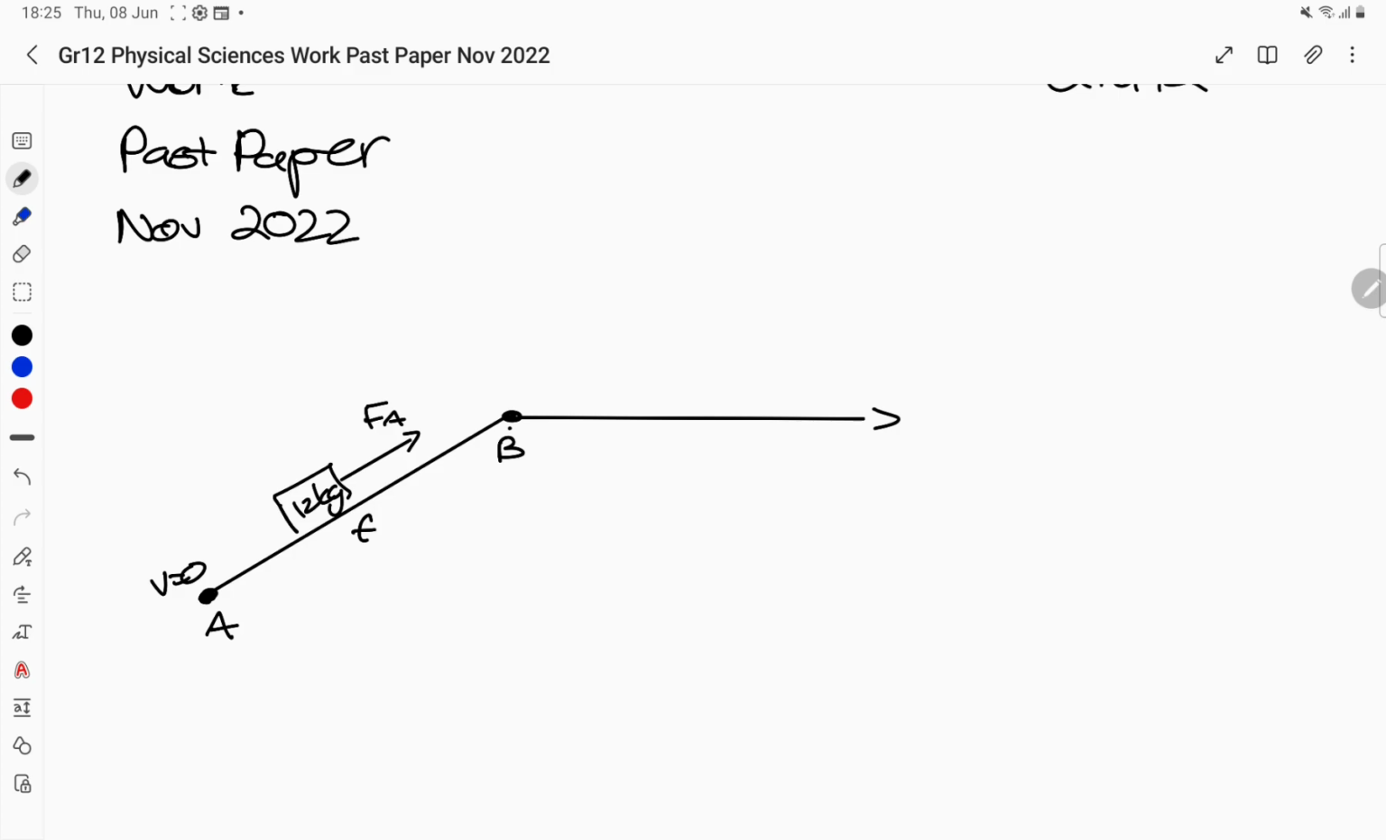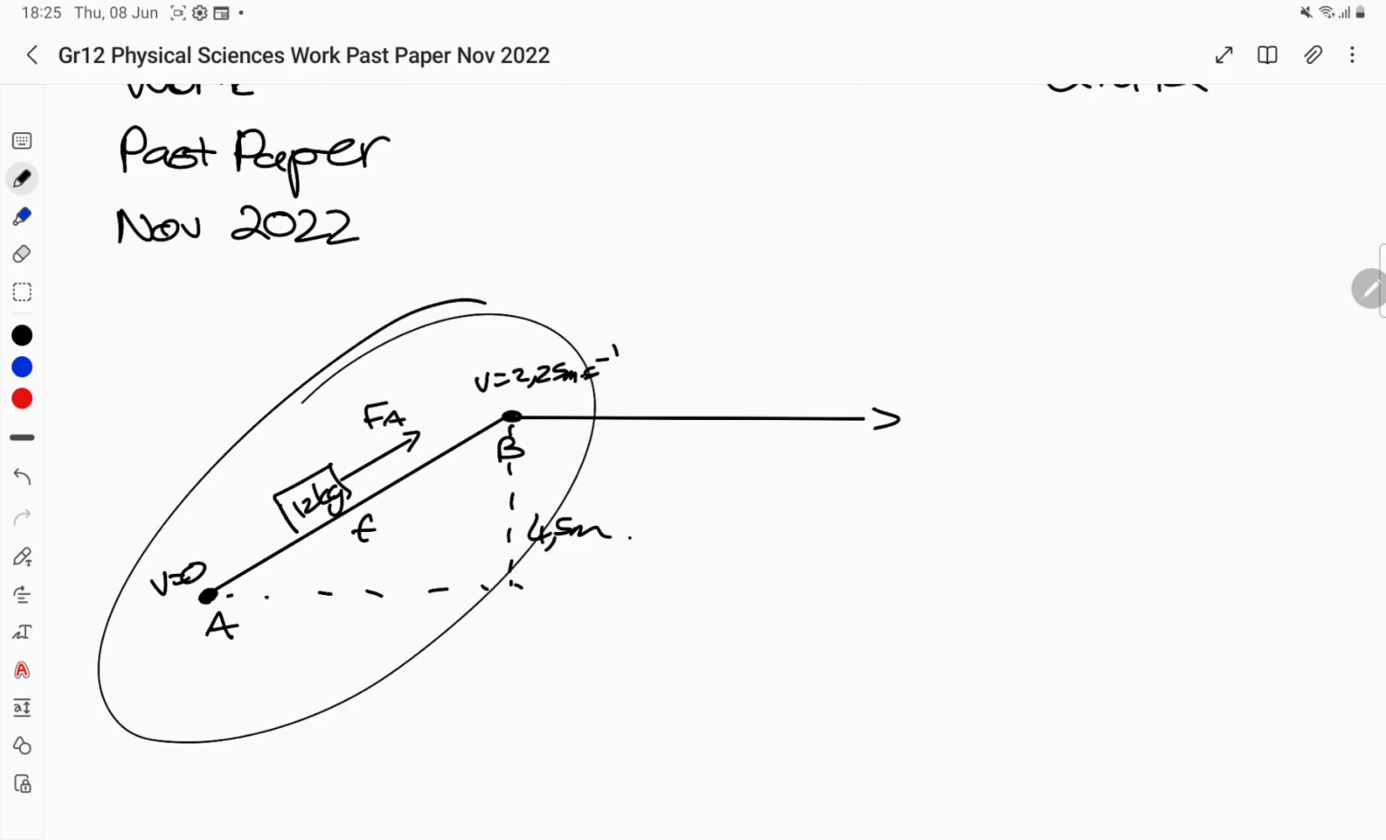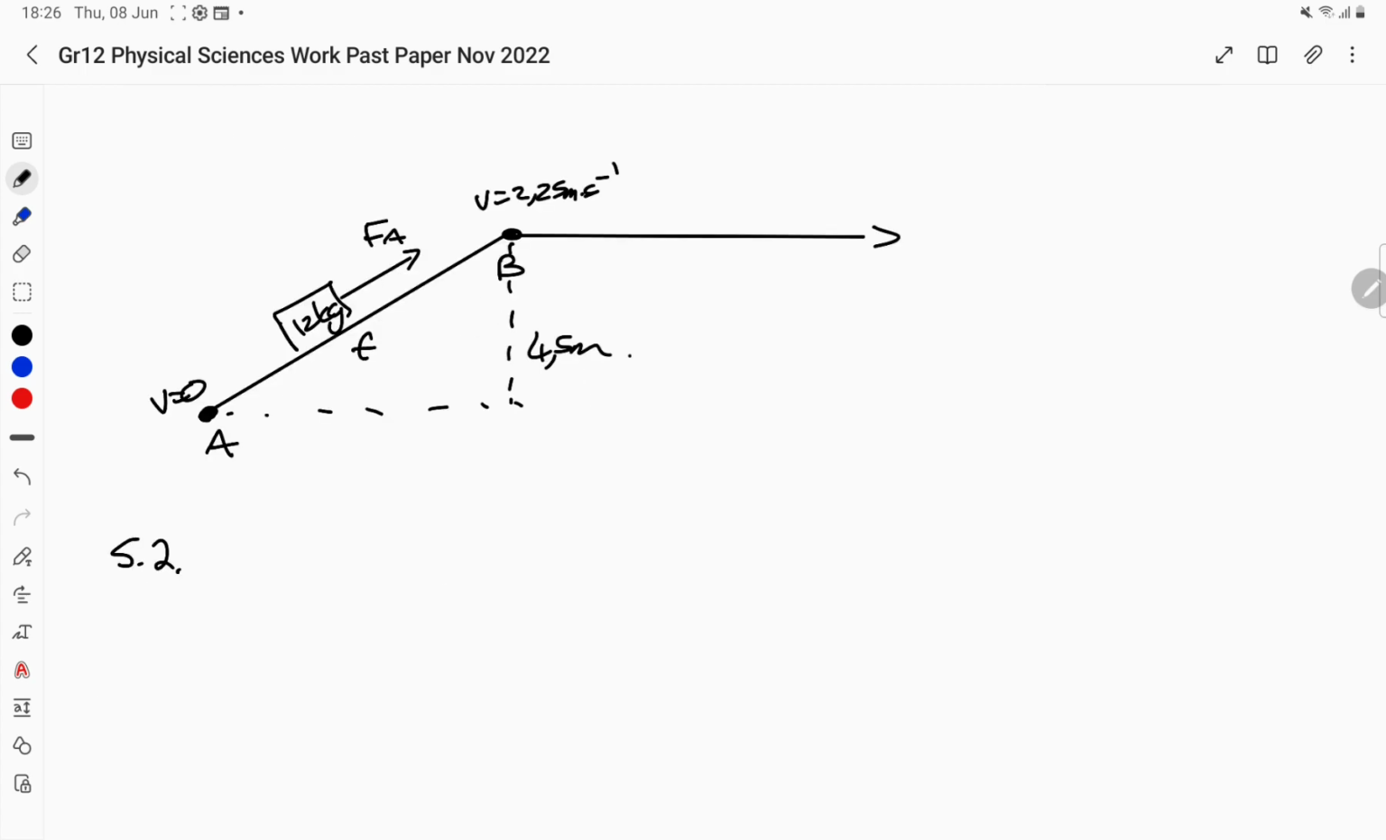It reaches B, which is vertical, just 4.5 meters above the ground, with a speed of 2.25 meters per second. So we're just going to be looking at this part for now. 5.1 is a definition. 5.2: draw a labeled free body diagram for the block when it is pulled up the inclined plane.